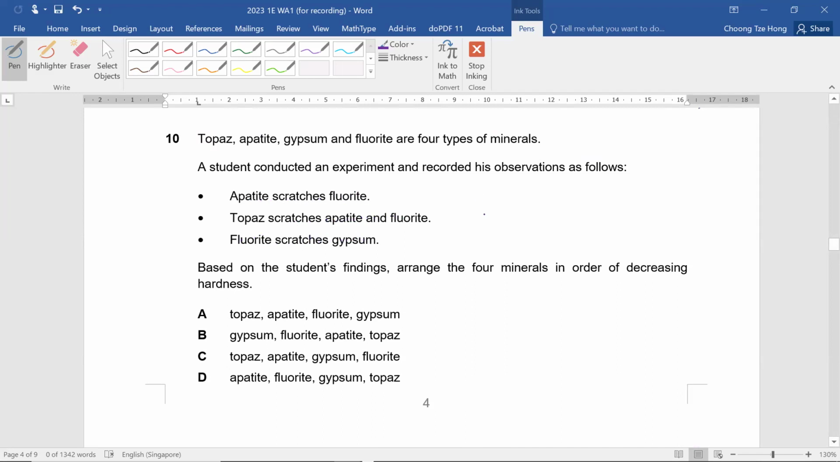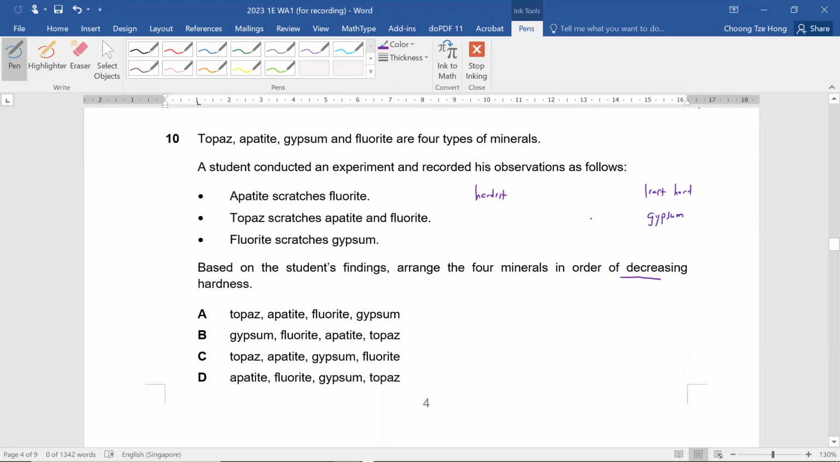Okay, so they want the order of decreasing hardness. That means the hardest will be here, then the least hard will be over here. You can see apatite scratches fluoride, so apatite is definitely harder than fluoride already. Then topaz scratches apatite and fluoride, that means topaz is harder than both of these two. Then fluoride scratches gypsum, that means gypsum must be the least hard already. So this one will be gypsum.